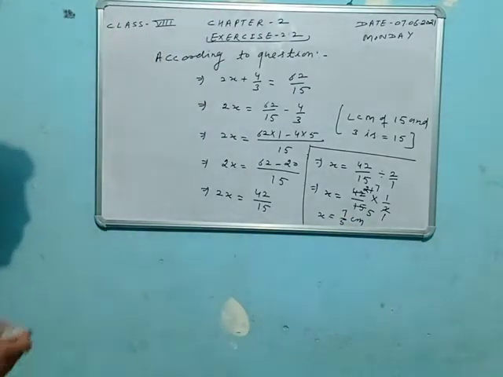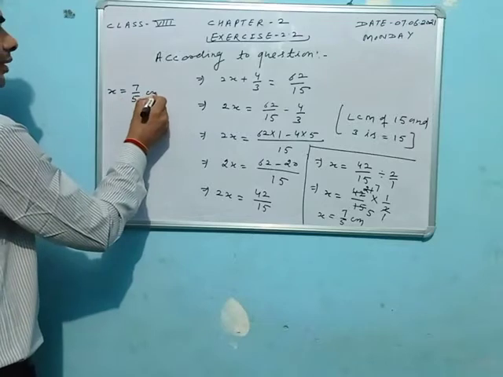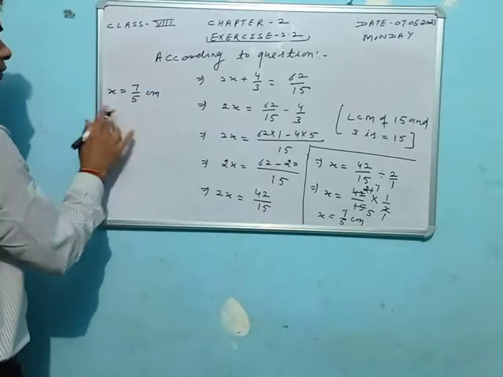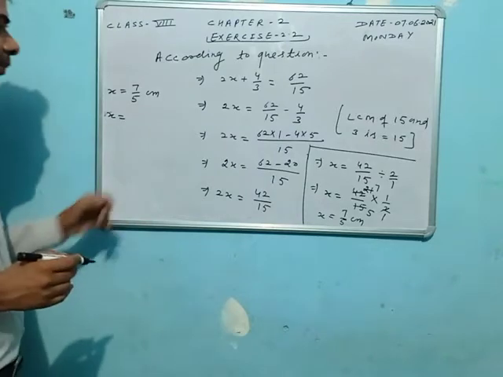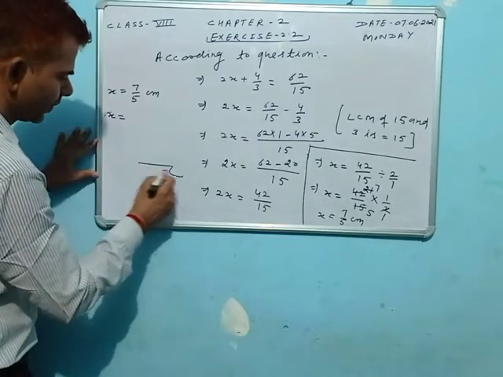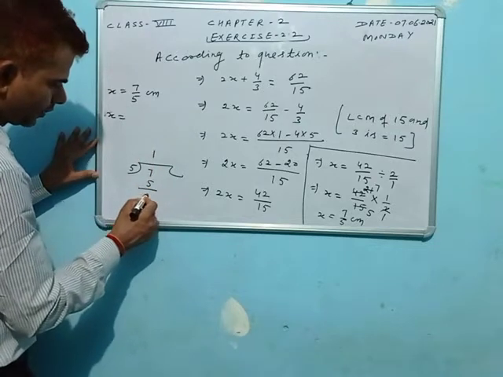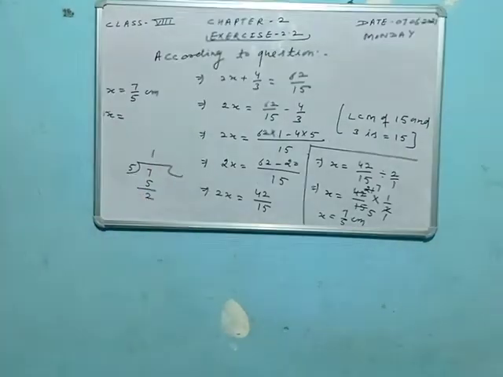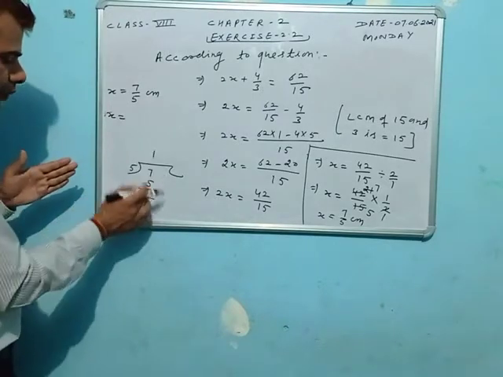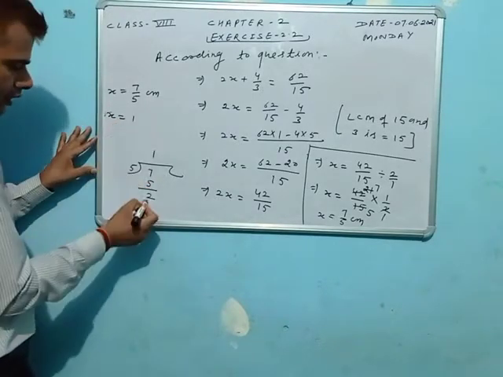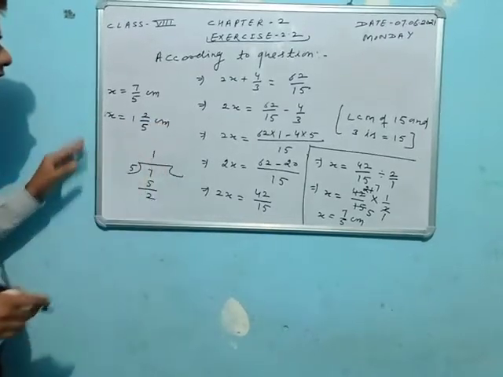Now student, x is equal to 7 by 5 centimeter. We have to convert it into a mixed fraction. To convert, divide 7 by 5. 5 ones are 5, that is remainder 2. Now student, it will become 1 2 by 5 centimeter.